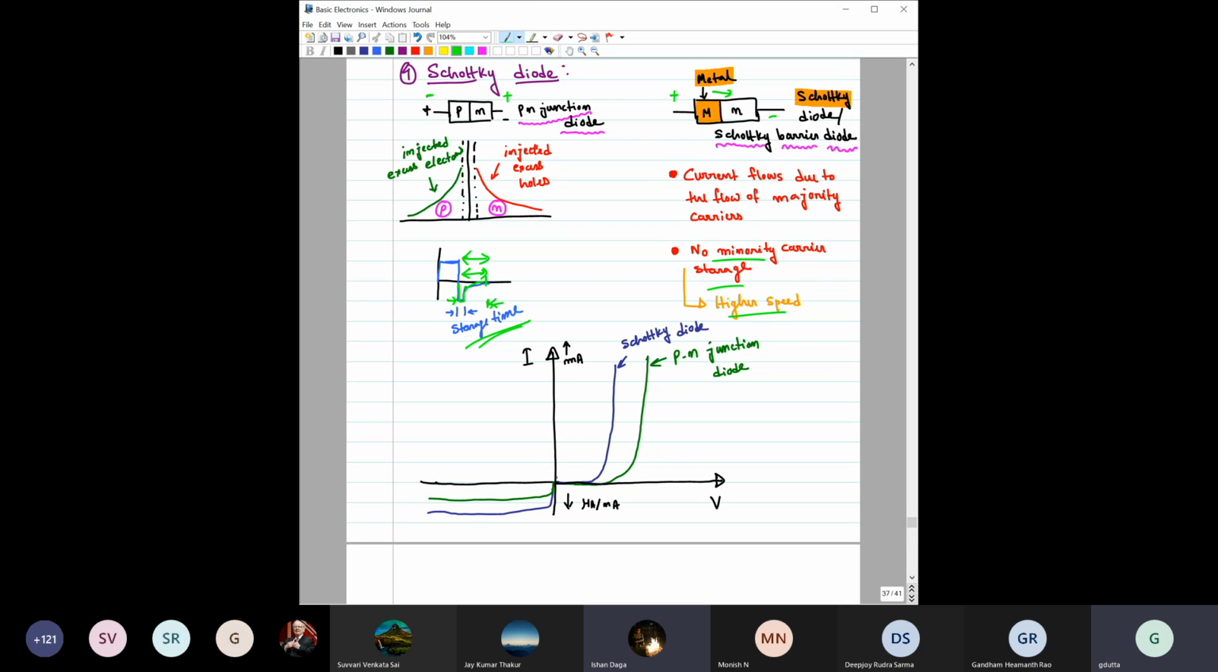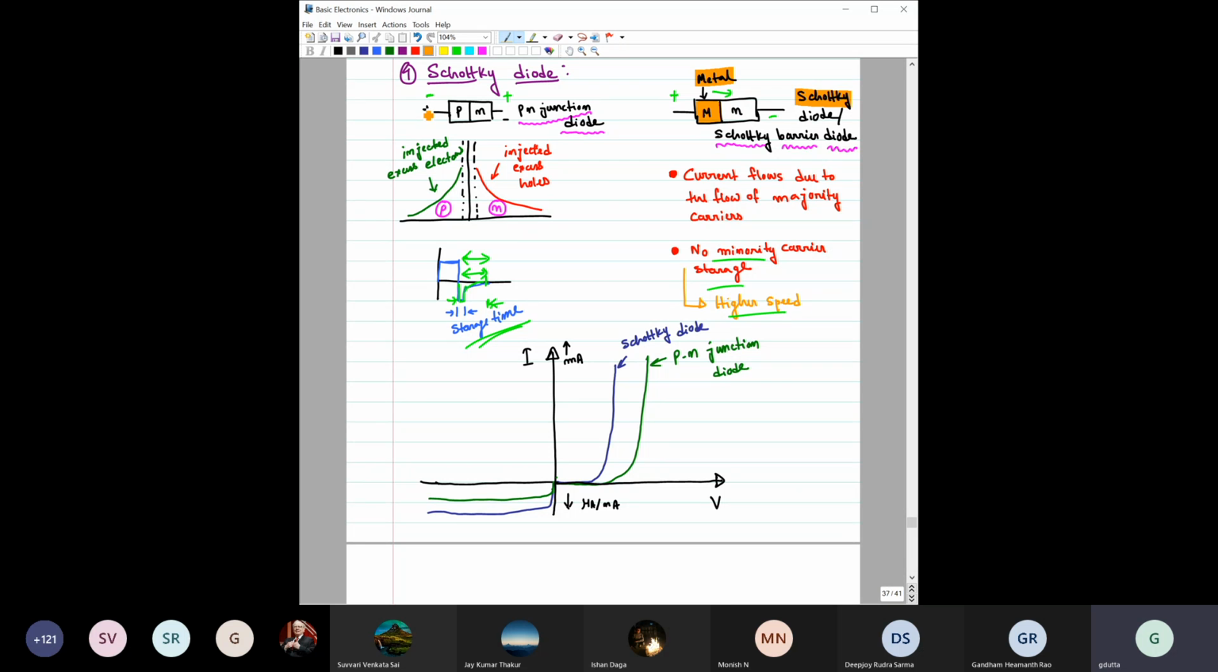Could you please re-explain this minority carrier storage concept? I could not understand it. You could not understand it. Okay, have you seen the lecture where we discussed storage time in a PN junction diode? If you cannot recall, maybe I can. Please go through that; there we have discussed it in more detail.